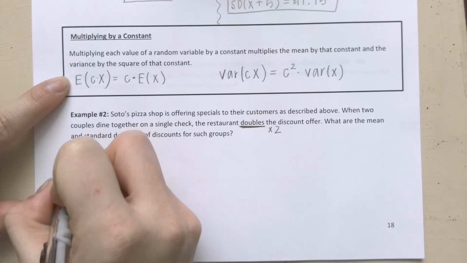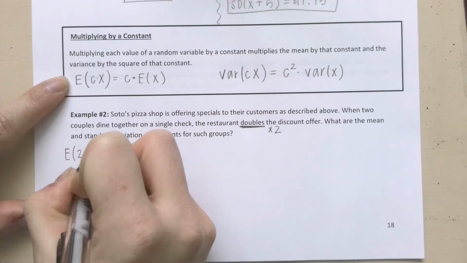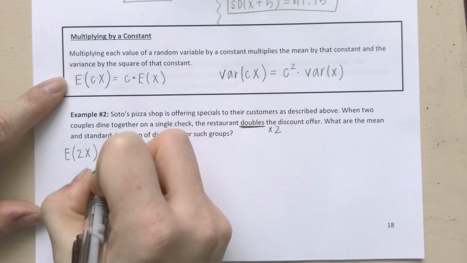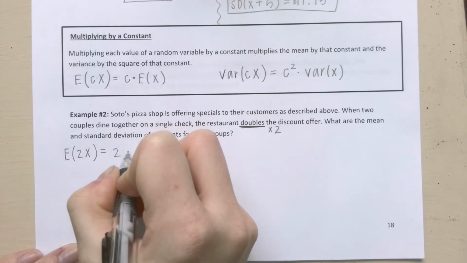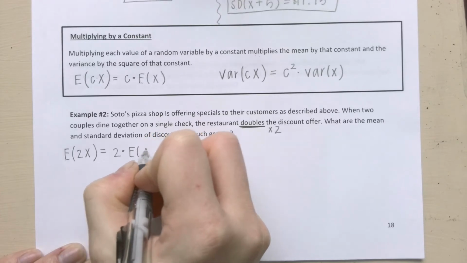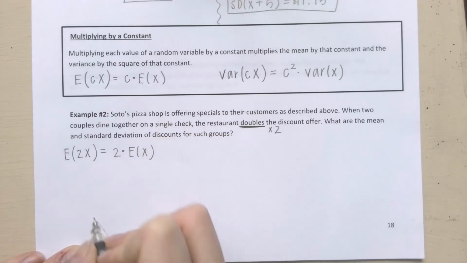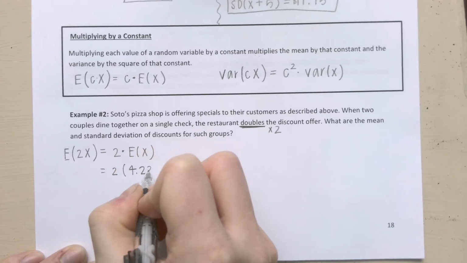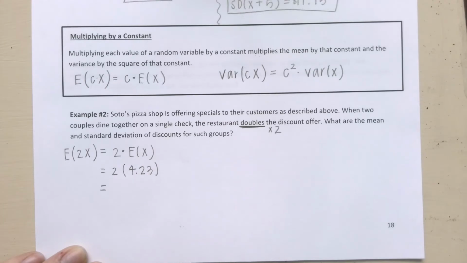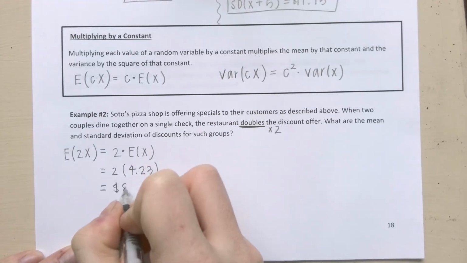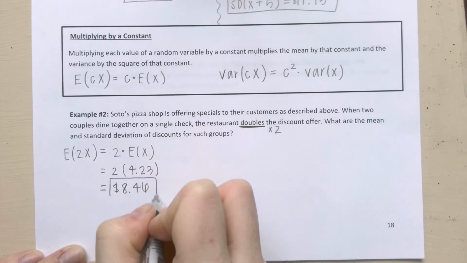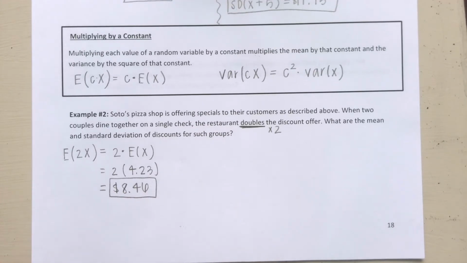My constant this time is 2 because I'm doubling the discount. So what I'm going to do is just take 2 and multiply it by my old expected value. That old average again was the $4.23. So 2 times $4.23 should give me $8.46. Here is my new expected discount for these groups.